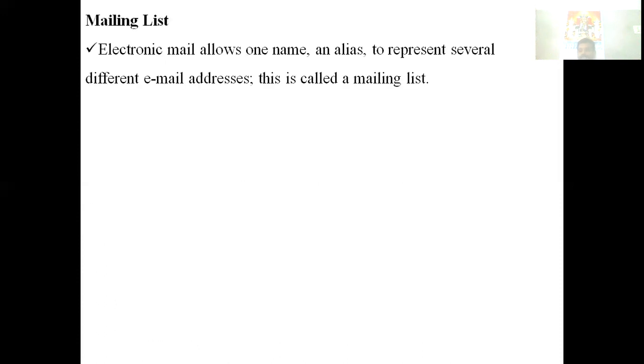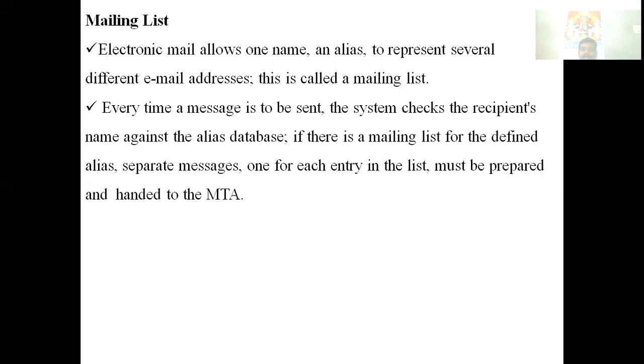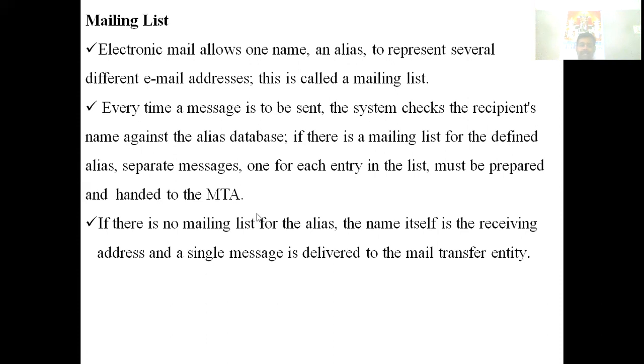So, mailing list. Electronic mail allows one name, an alias, to represent several different email addresses. This is called a mailing list. Every time a message is to be sent, the system checks the recipient name against its database. If there is a mailing list for a defined alias, separate messages, one for each entry in the list, must be prepared and handed to the mail transferring agent or message transferring agent.